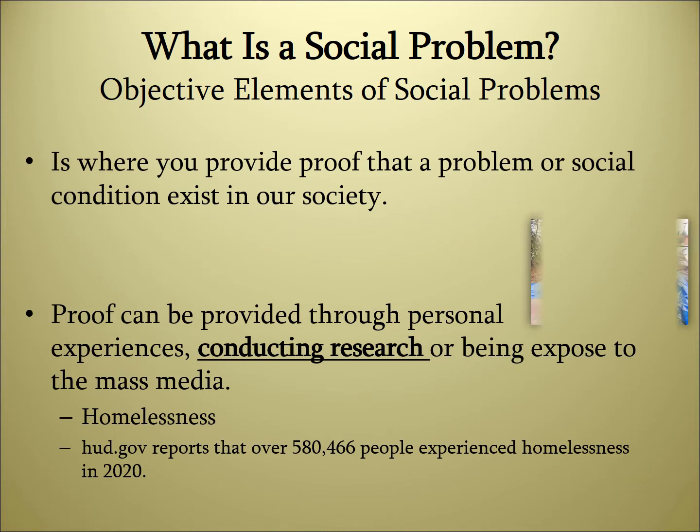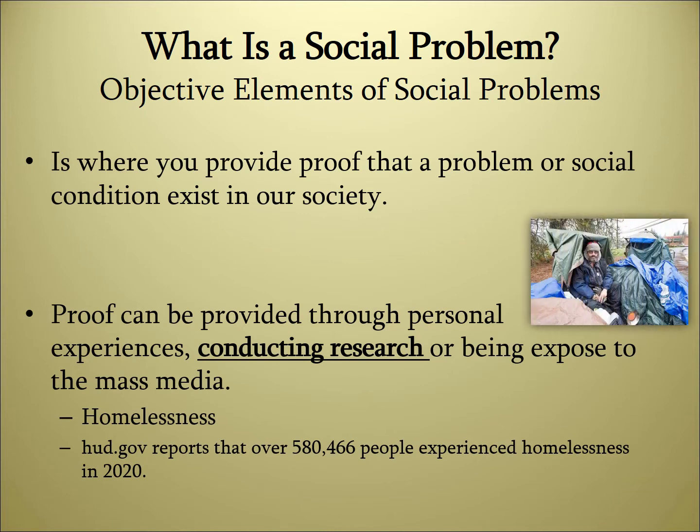Now, I'm going to use the example of homelessness. That is the social condition that we're going to focus on in this presentation, and use the issue of homelessness to differentiate between the objective versus the subjective element. Remember we said that the objective element is where you provide proof that a problem exists. For purposes of this class, I want everyone to do basic research when they're focusing on their particular social problem.